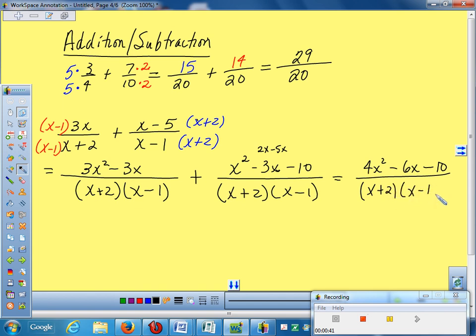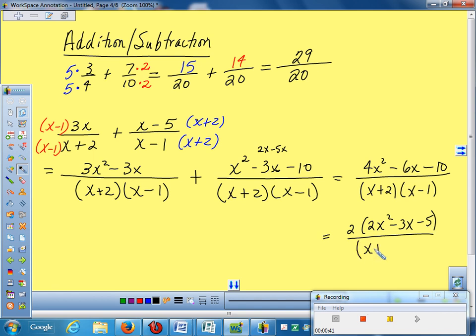Okay, most of the time, you're probably done right there. But occasionally, you do need to look at it. Now that you've added it together, is there any chance it might factor and cancel something? Well, there's a possibility. You have to check and see if it might. If that top would factor and cancel, we would need to reduce it. But what do you first notice about 4, 6, and 10? I could pull a 2 out, couldn't I? That would leave me with 2x squared minus 3x minus 5.